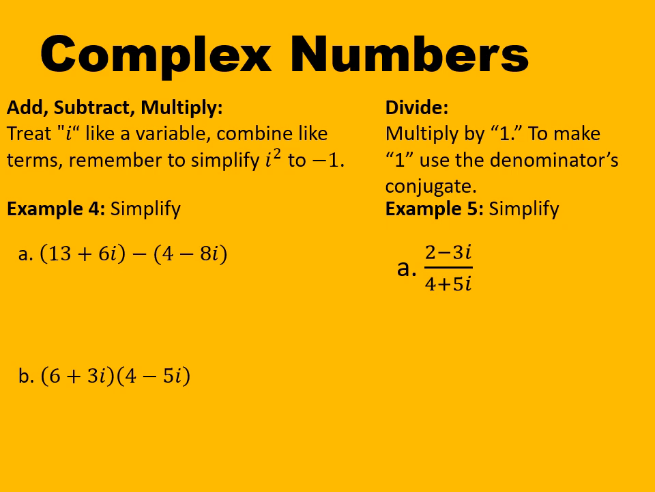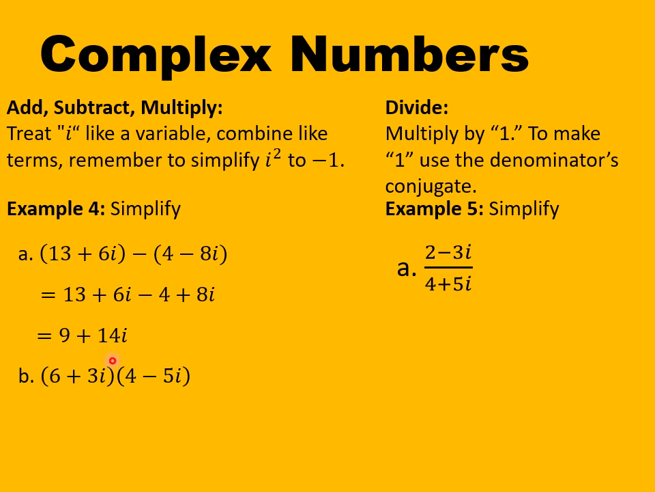So 13 plus 6i minus 4 minus 8i, we put the 13 plus 6i outside of the parentheses, and then we distribute that subtraction to everything inside, so -4 and -8i turns into plus 8i. 13 and 4 are like terms, 13 minus 4 is 9, 6i plus 8i are like terms, 6 and 8 is 14. So 9 plus 14i would be our end answer.